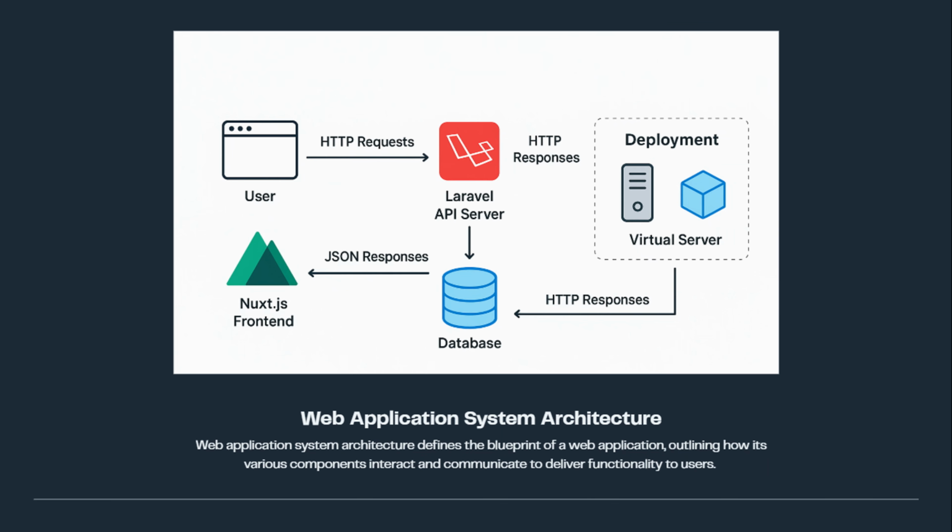As shown in this diagram, this is how my Laravel and Nuxt.js web application works from end to end. On the left, we have the user who interacts with the system through a web browser. When the user performs an action like logging in or viewing data, the browser sends HTTP requests to the Laravel API server.